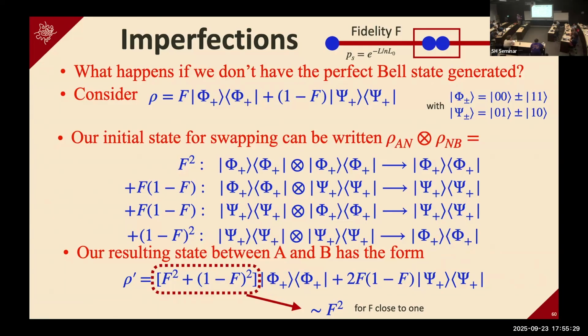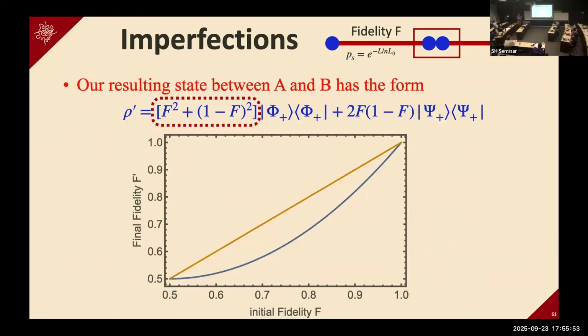We started with a Bell state of fidelity F, okay? And now I've roughly gone to F squared. Unfortunately, F is less than or equal to 1. Therefore, F squared is always less than F. So if we plot your initial fidelity versus the final fidelity between Alice and Bob for the swapping operation, that's just, if it was a linear line, you lose. Your fidelity is always approximately F squared.